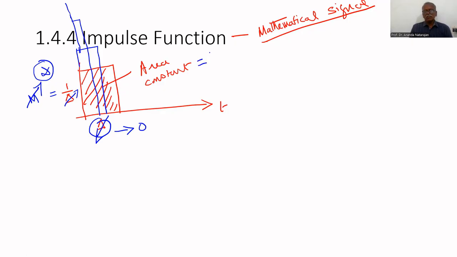Let us assume that the area of this signal is 1. Even as delta approaches 0 and the magnitude approaches infinity, the area under this signal is unity. If delta approaches 0 and magnitude tends to infinity, then this rectangular pulse function tends to the impulse function.